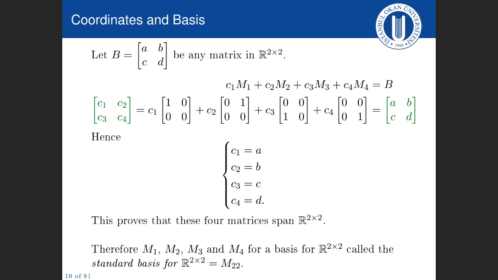That means for any matrix capital B, we can find C1, C2, C3, and C4 such that this equation is true. This proves that these four matrices span R2 by 2. So we've done the two things we need to do. We've proved that this is a basis for R2 by 2. And this is called the standard basis for R2 by 2.